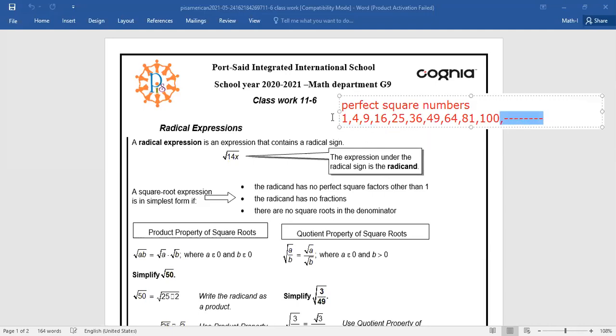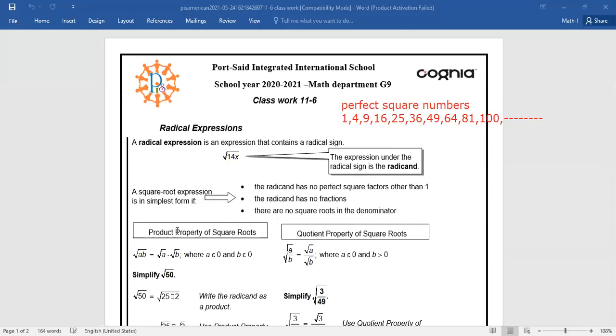So 1 squared equals 1, 2 squared equals 4, 3 squared equals 9, 4 squared equals 16, and so on. These are the perfect square numbers. Once we want to simplify using the radical sign, we will not keep a perfect square number under the radical sign, to keep your answer in simplest form.